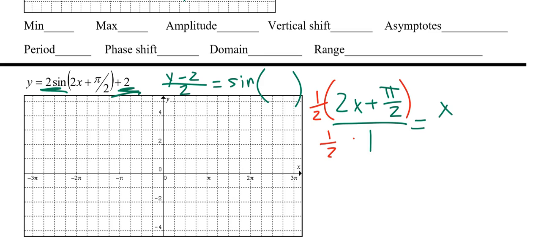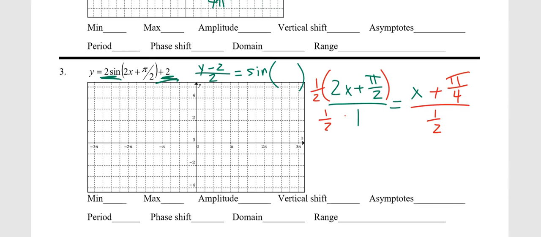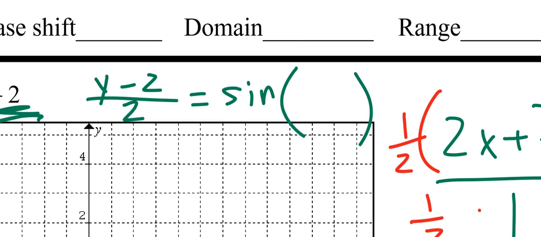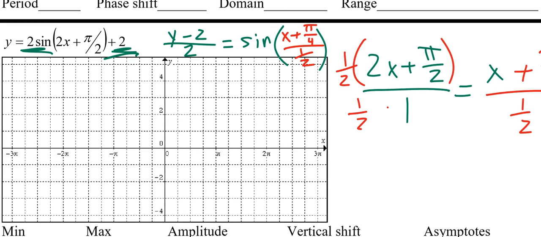Top and bottom. I'll do the hard part on the bottom. What do you got for x plus on the top? X plus pi over 4. Pi over 4. Yep. X plus pi over 4, divided by 1/2. A, B, H, K.